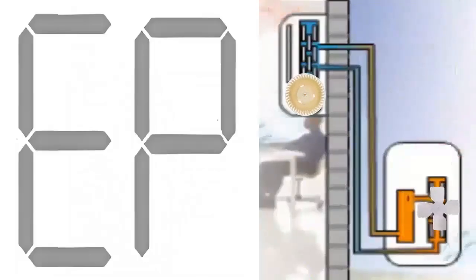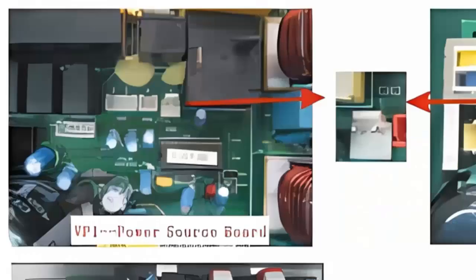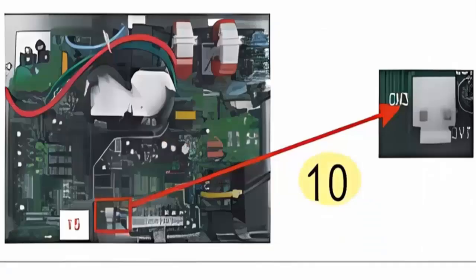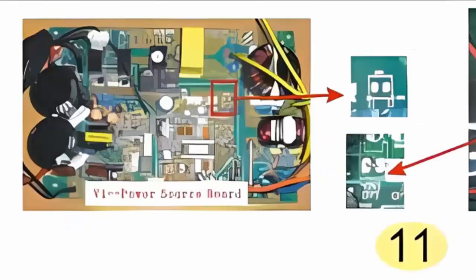1. Loose connection. This is one of the most common causes of the EP error code. To fix this issue, check that the temperature switch wires are correctly inserted into the connector on the outdoor unit's power supply board. If the wires are loose, reinsert them properly.